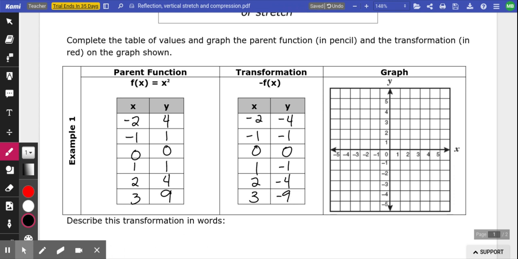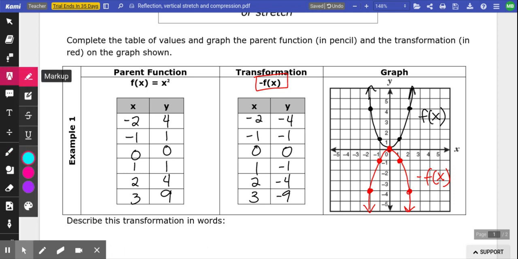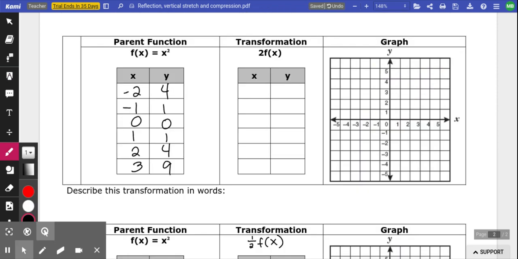I'm going to start by graphing my parent function in black. So here you can see our parent function compared to our transformed function. And ultimately, our graph was reflected over the x-axis. The graph is the same distance away, but in the opposite direction from the x-axis. So I would describe this as saying that the parent function is reflected across the x-axis. Let's look at our next transformation.